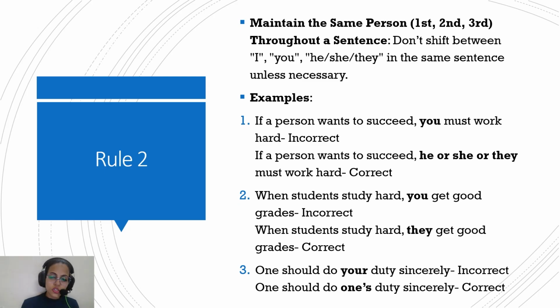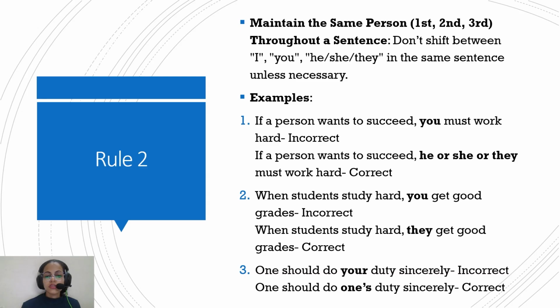If a person wants to succeed, he, she or they. Either you say he or she, but these days they is also used in a gender neutral manner. So you can say, if a person wants to succeed, they must work hard. Here they is used for gender neutral, or otherwise it will be he or she. Now these days we can use they.